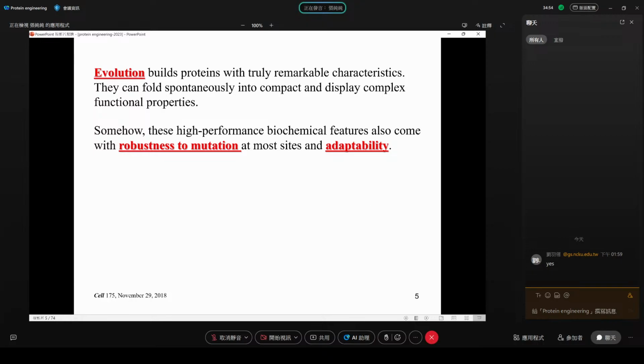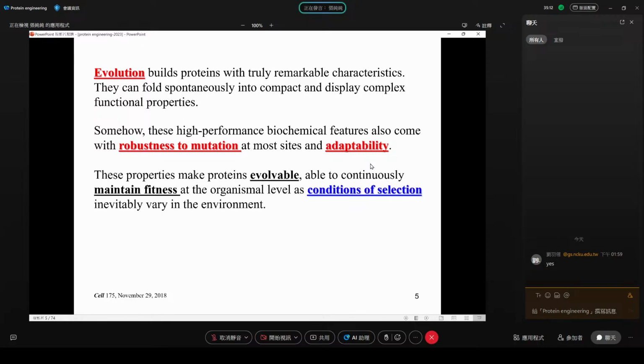So we need a more efficient way to get a new mutation, a more efficient way to select a suitable protein, or select an adaptable protein, an adaptable gene to fit an industry purpose.